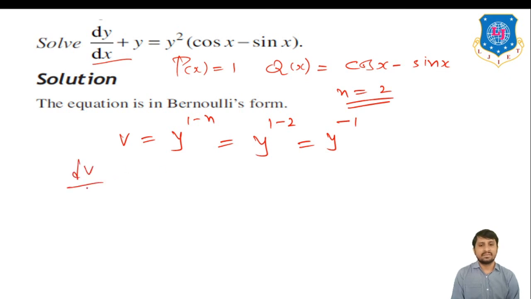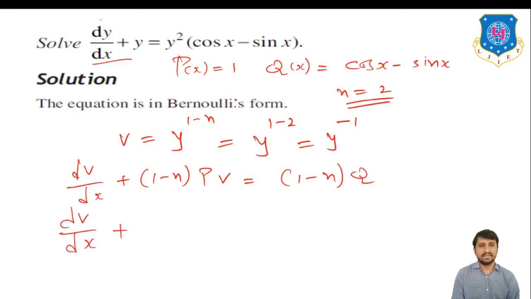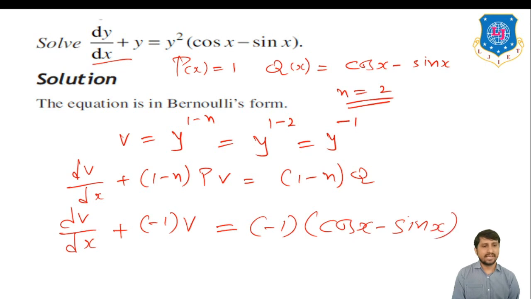That is the formula: dv/dx + (1 − n)pv = (1 − n)q. So dv/dx, and 1 − n is minus 1, so minus 1. p is 1, okay. v is what? y raised to 1 − n. So pv, p is what? 1, so v. That is equal to 1 − n, so minus 1, into q, which is cos x − sin x.